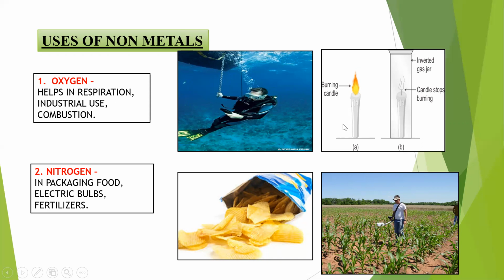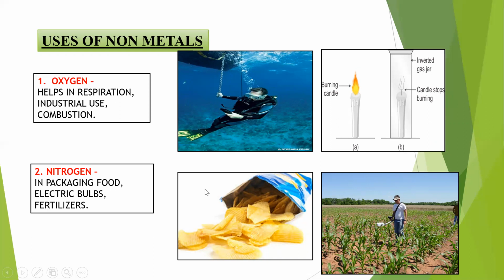And in the second case the candle was burning, but when an inverted gas jar was placed over it, we see that the candle stops burning. Why? Because the air within this inverted gas jar, whatever oxygen was there, is being utilized by this burning candle, and as a result the candle stops burning.